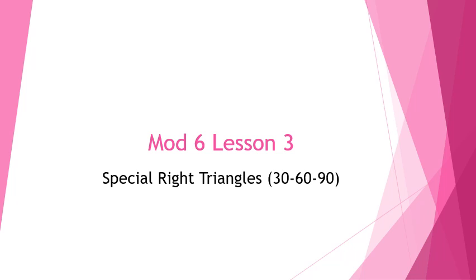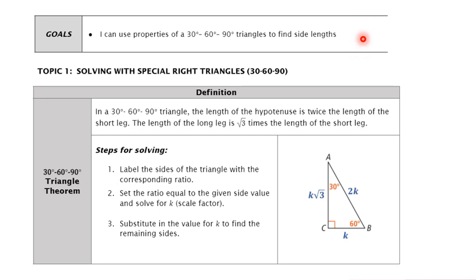This is the video for Mod 6 Lesson 3, Special Right Triangles, 30-60-90 triangles. The goal is going to be to use properties of 30-60-90 triangles to find side lengths. This is actually very similar to what we did with 45-45-90. The only thing that's different is the ratios for the triangle.